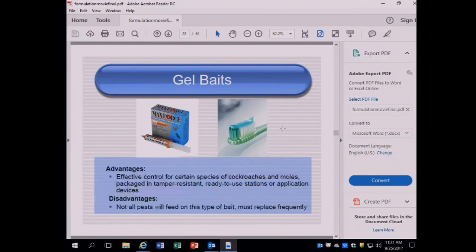Effective control of certain species of critters, tamper-resistant package. Disadvantages: not all of them will feed on that bait, and it must be replaced quickly.